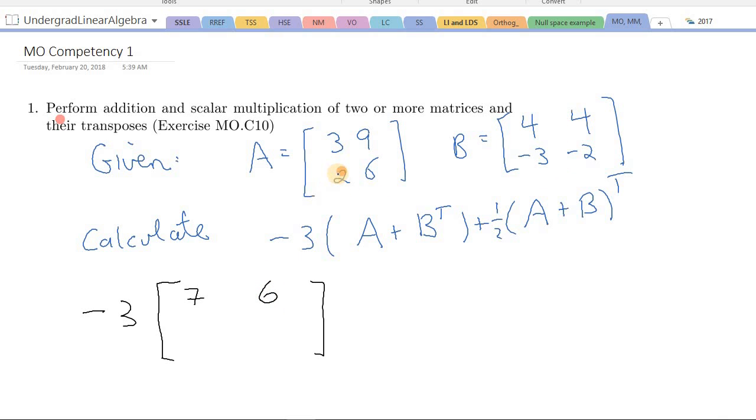Let's go to the lower left entry. Here from A we're going to get 2. And from B what are we going to get? Well, this is the second row first column. Second row first column of B transpose is the second column first row of B. So B transpose is going to be 4 in the lower left entry. So here we have 2 plus 4, or 6. And then lower right entry, A is going to give me 6. B transpose, I mentioned before that the diagonal entries of a transpose are the same as the original entries. So this is still going to be minus 2. 6 minus 2 gives me 4.